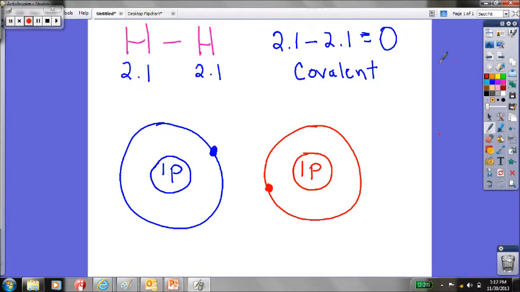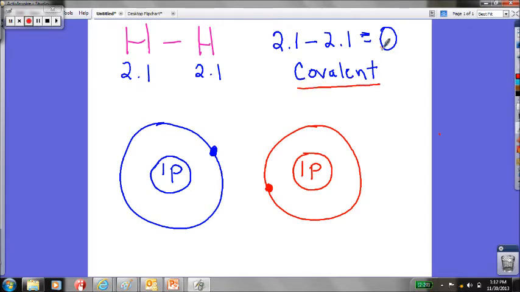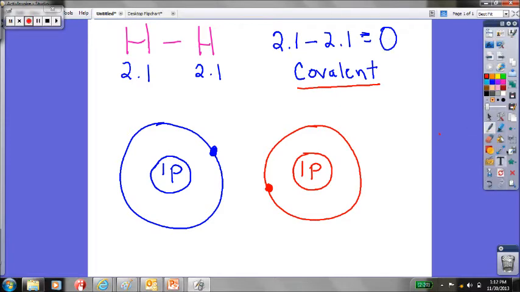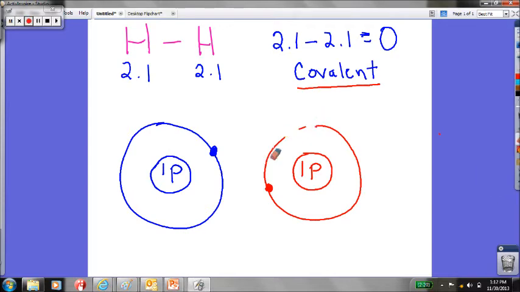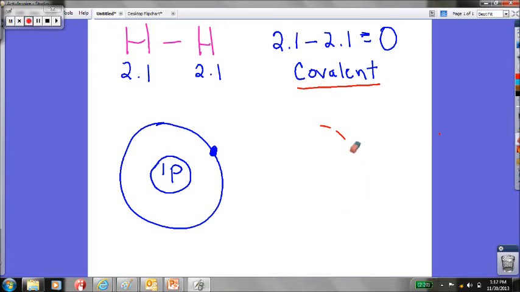So we know that we have a covalent bond if two hydrogen atoms bond together because the electronegativity difference is 0. And so what we're going to show is how this bond would look. What I'm going to do is erase this second hydrogen, and I'm going to move it over. So now that you know what it looks like, let me erase it from here. And I'm going to show it.